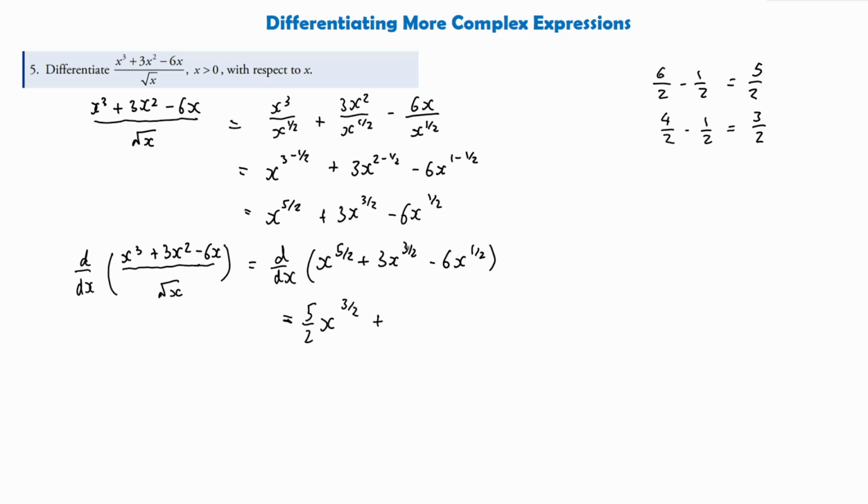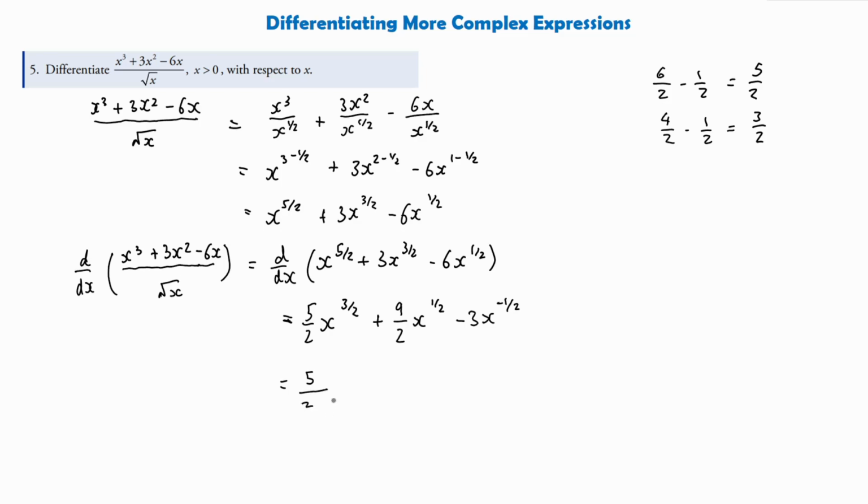plus, and then 3 times 3 over 2 is 9 over 2 x, and then subtracting 1 from this, it's just a half. And then minus 6 times a half is minus 6 over 2, which we can actually simplify because 6 over 2 is just 3. So it's minus 3x, and then take away 1 from the power, gives us negative a half. And now we can tidy our answer up a bit by saying that this is 5 over 2.